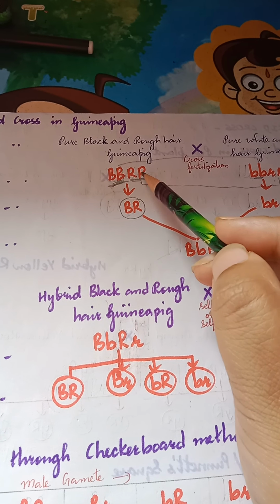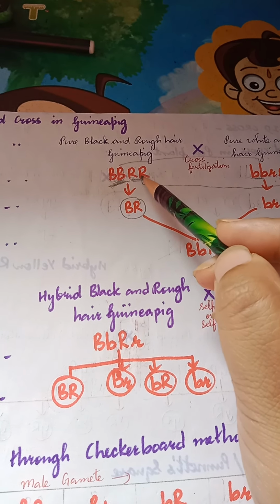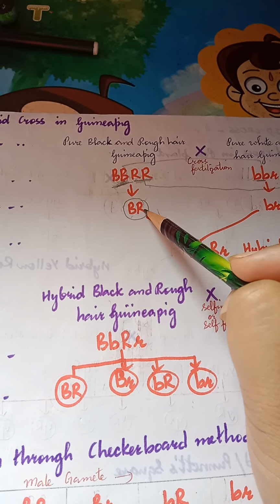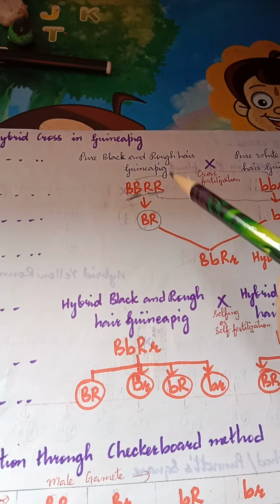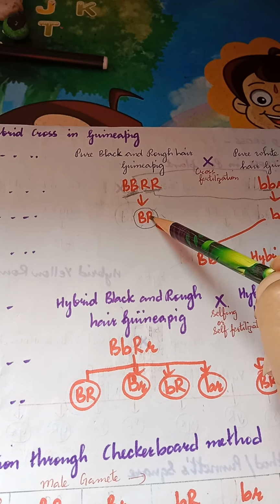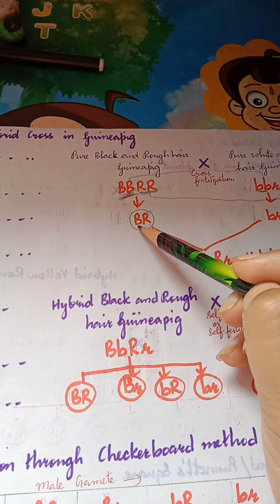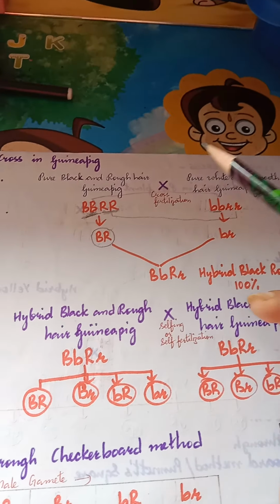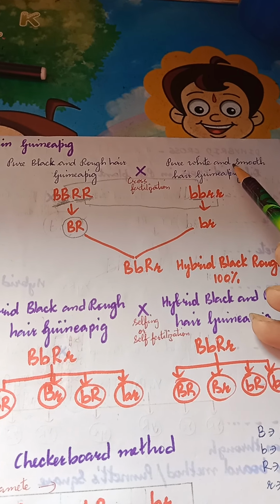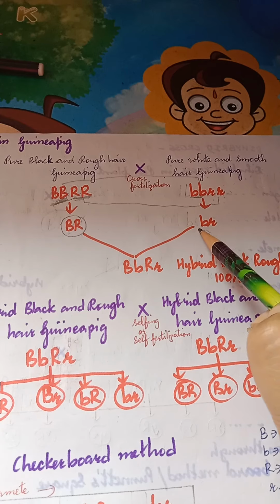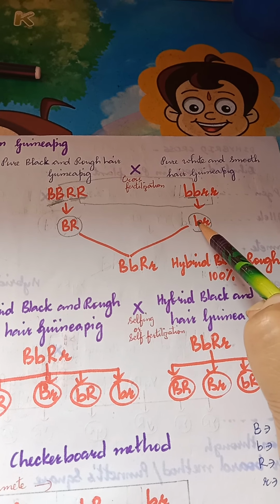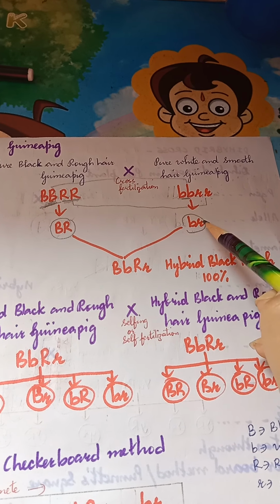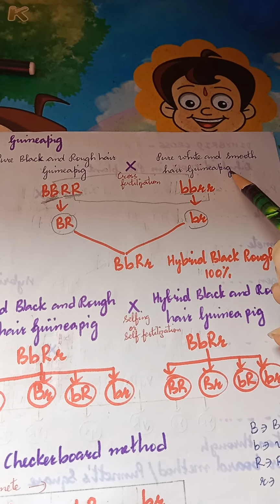Since both the genes are similar, it is pure rough hair, so the gametes will carry the capital R gene. The gametes produced by this parent will always carry capital B and capital R genes. And the gametes produced by this parent will always carry the small b gene, which represents the white character, and the small r gene, which represents the smooth character.